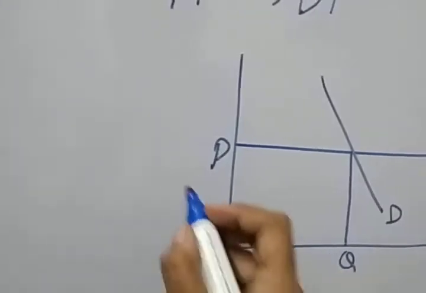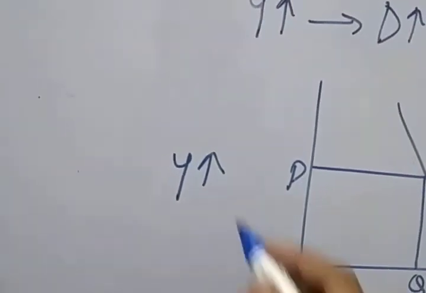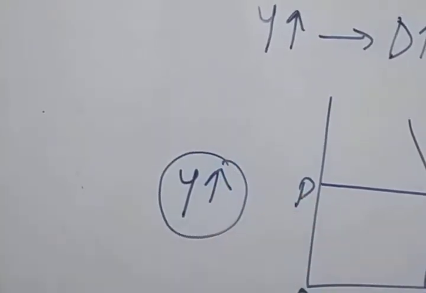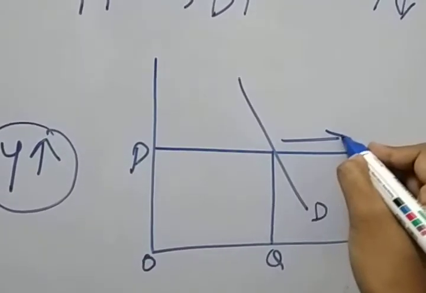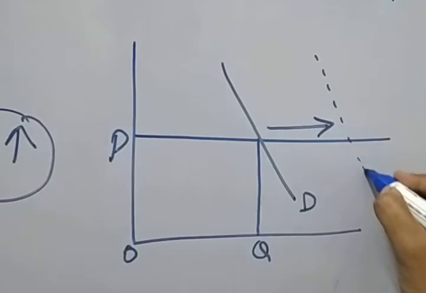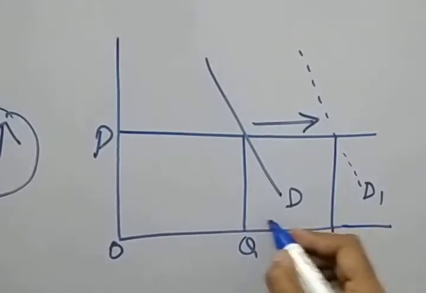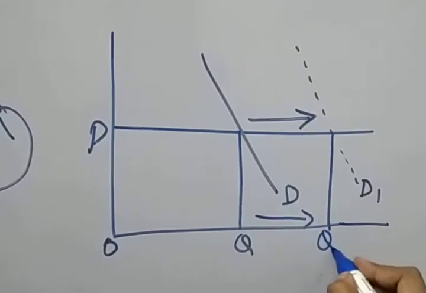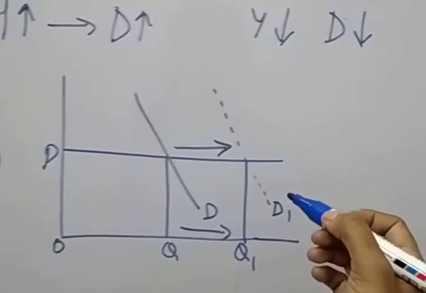Imagine the income of the consumer increases. With the increase in income he can purchase more units of the commodity, so his demand will shift rightward and become a new curve, D1, and the new quantity will increase from OQ to OQ1. This is the increase in the demand curve.